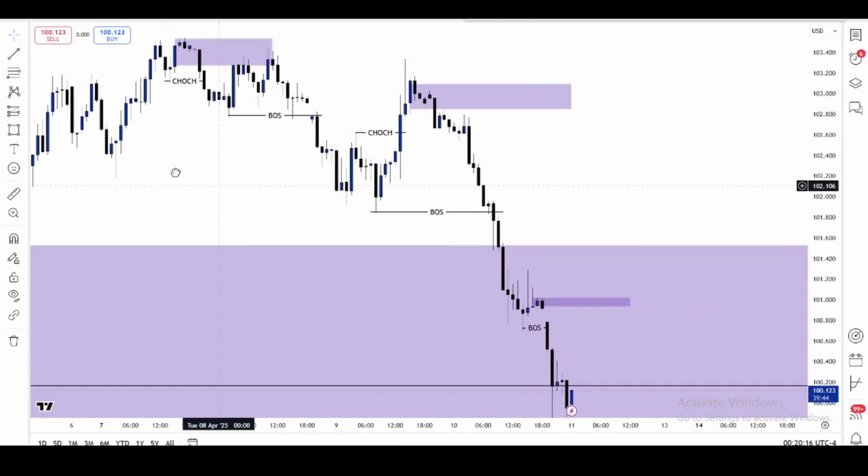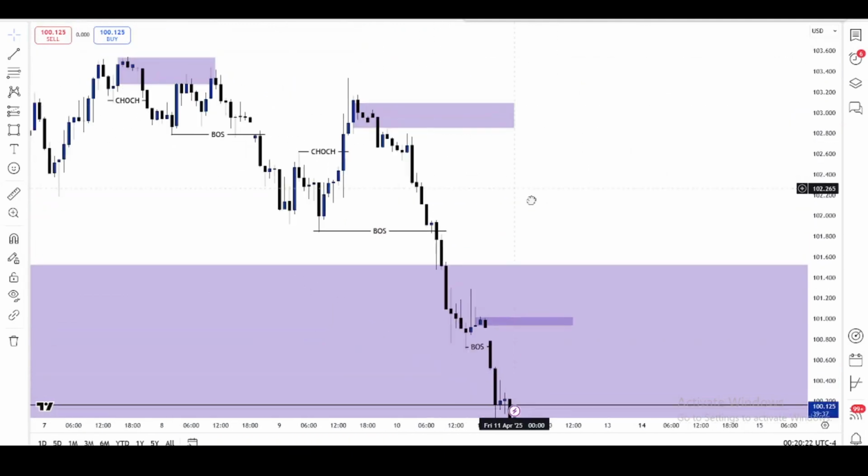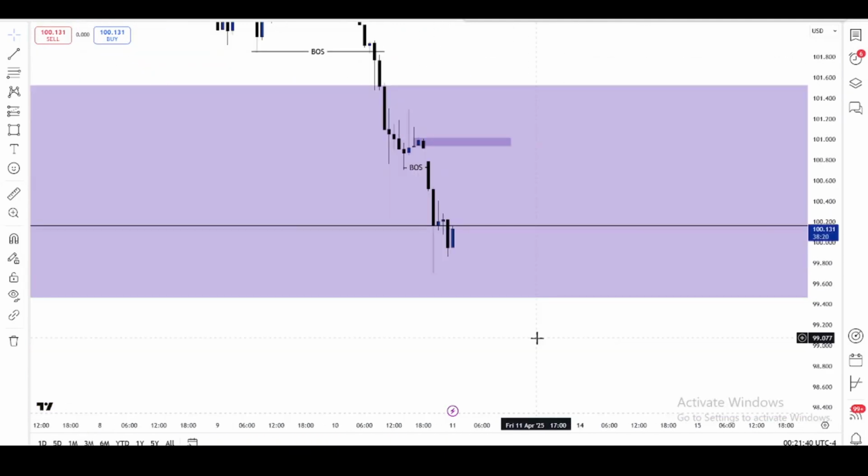So that's how to do top-down analysis. You are starting from the higher time frame and working your way down to the lower time frame, understanding what the market is doing, understanding the price action.